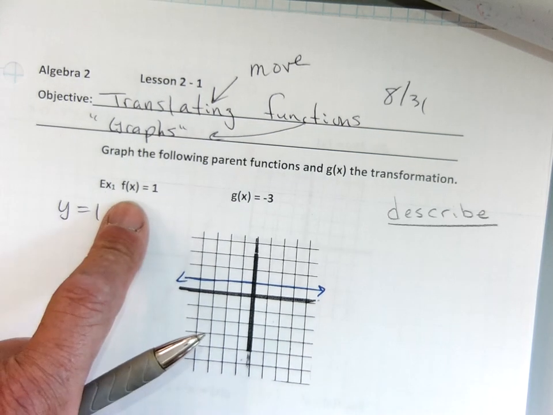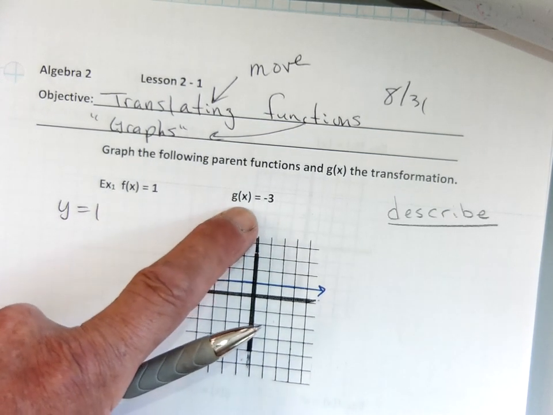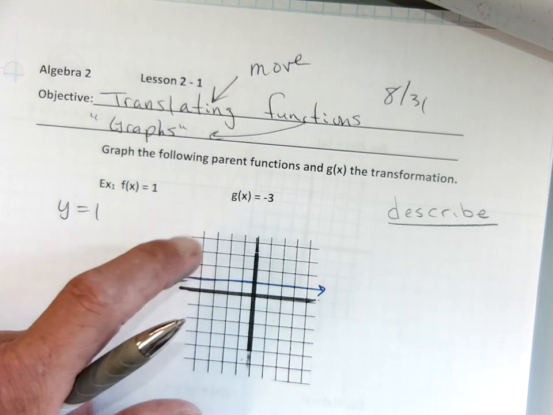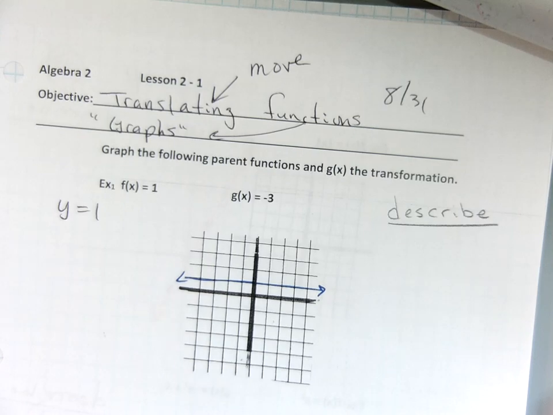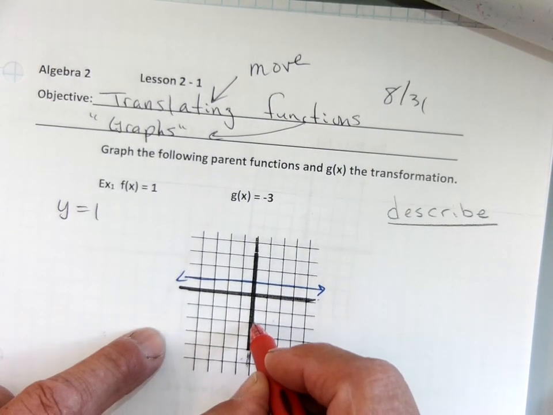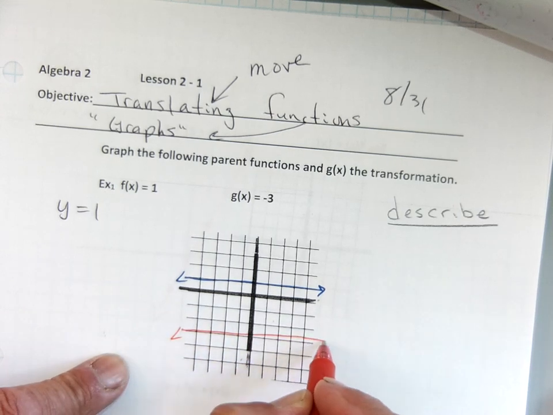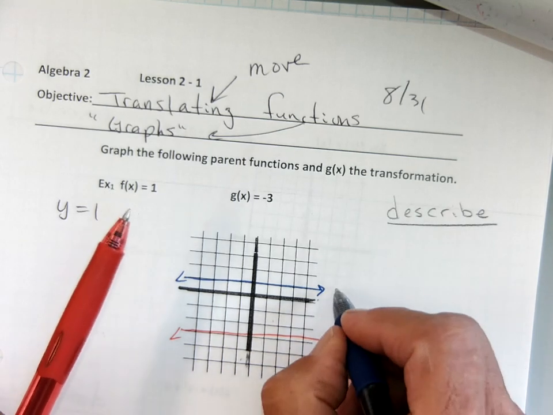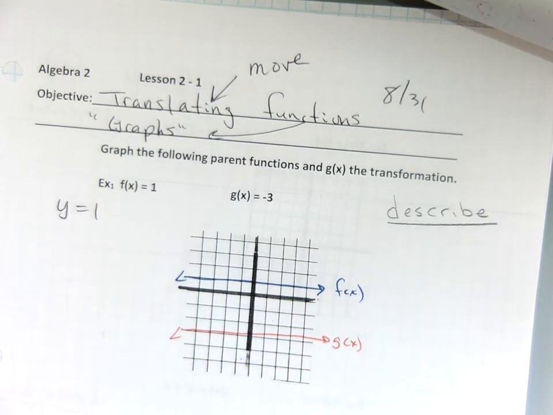So we got f of x and then g of x. And the reason we use g of x is because it's a different graph, okay? So the same thing as y, but if I want to do y equals -3, how do I graph that one? 1, 2, 3. There's g of x, and there's f of x. Okay, easy. Y equals 1, horizontal line at 1. G of x, horizontal line at -3.